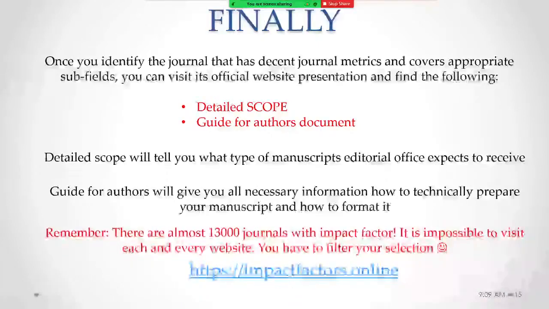So let's go further. Remember, there are almost 13,000 journals with impact factor, and it is impossible to visit each and every website. You have to filter your selection. For example, we have seen that there are 455 journals covering the material science area, and you cannot go through each and every website. You have to filter your results, you have to narrow the choice, and then you will have everything that you need.